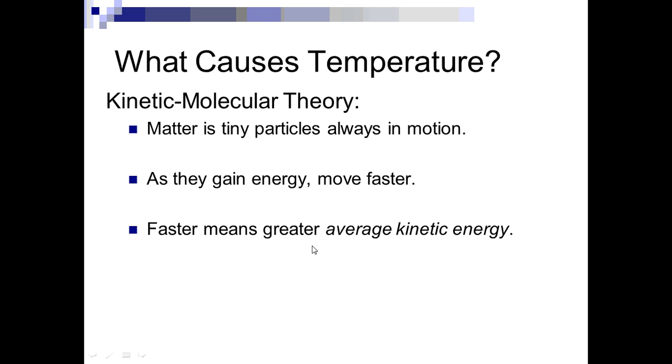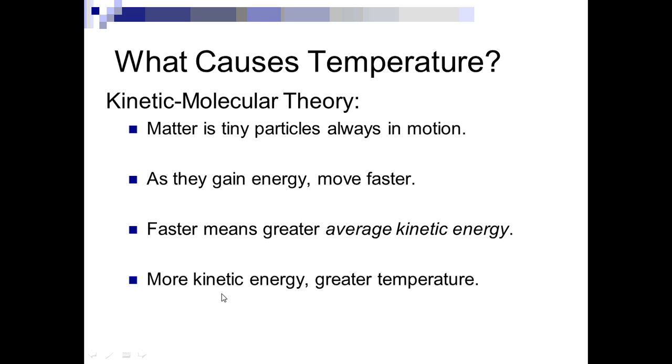Faster means you have a greater average kinetic energy. So each particle has more kinetic energy. Here's where that kinetic comes in. Kinetic energy is energy of motion, and so here we're saying they're moving faster. That makes sense. And lastly, the more kinetic energy it has, the greater the temperature.